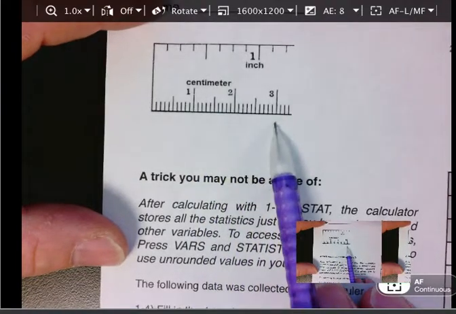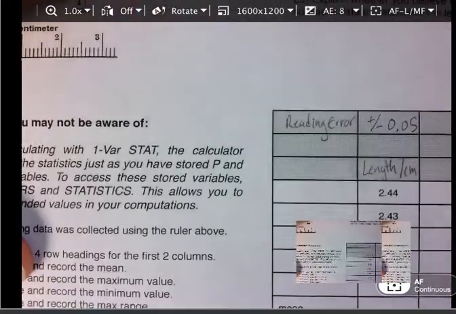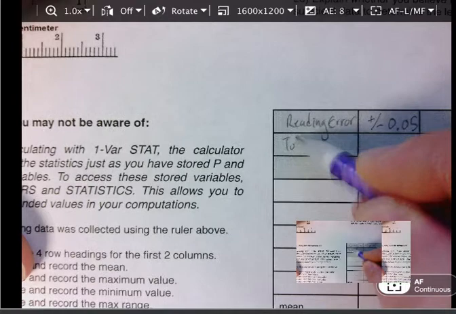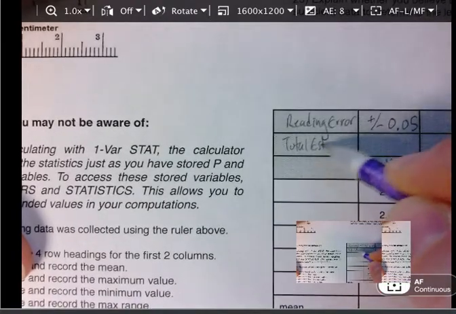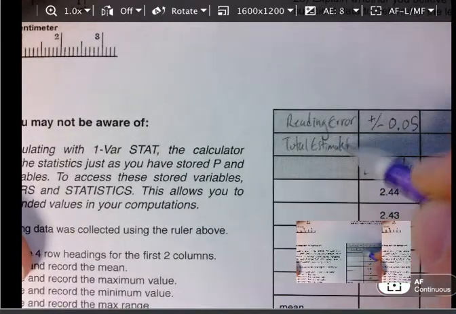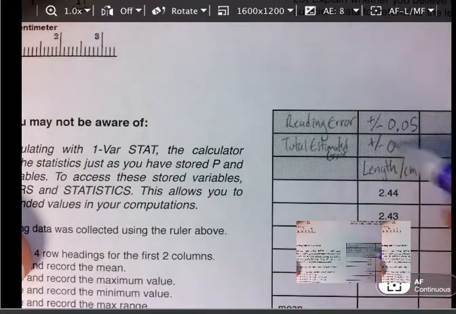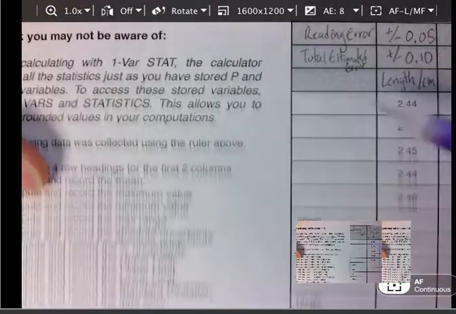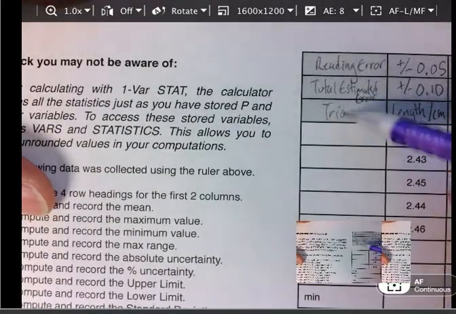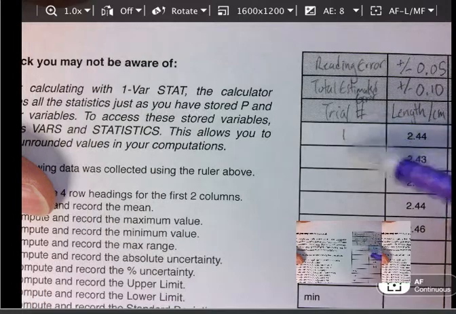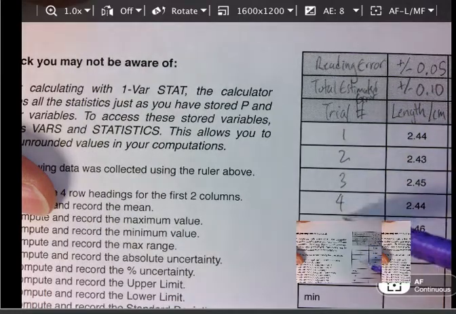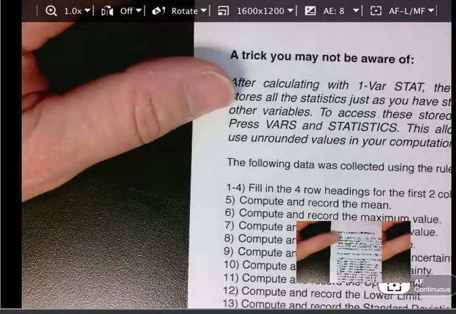Now, if the object were lined up, we are lining up at this end and at this end, so that that error might be twice as large, and we call that the total estimated error, and that would be plus or minus 0.10. And then we might label this the trial number. 1, 2, 3, 4, 5. So those are the typical headings we would have for one-sided variable data.